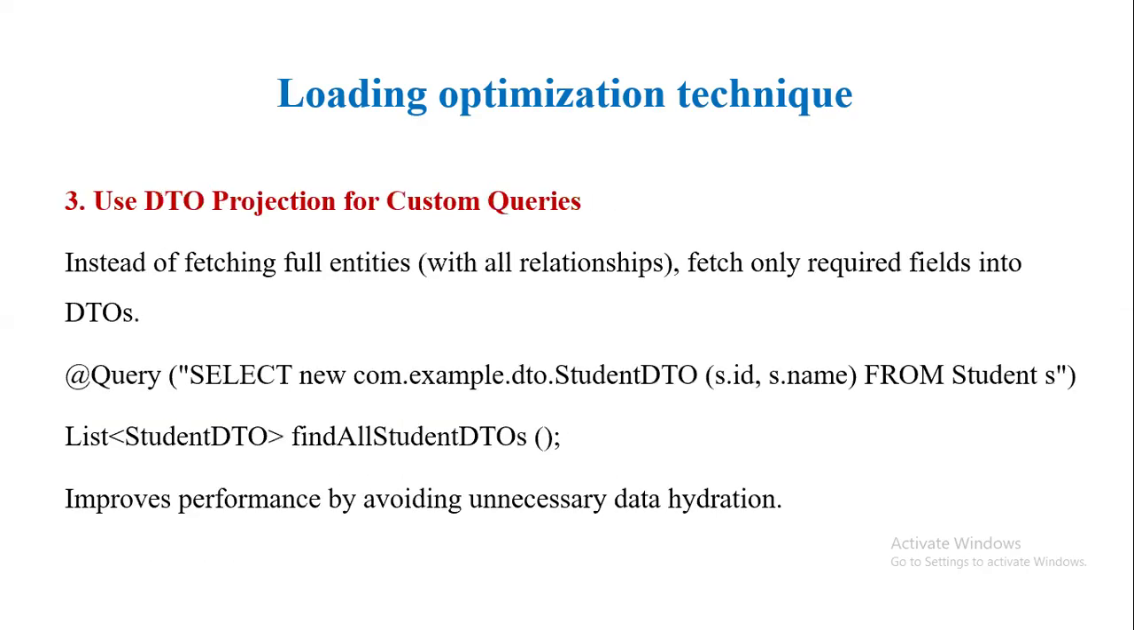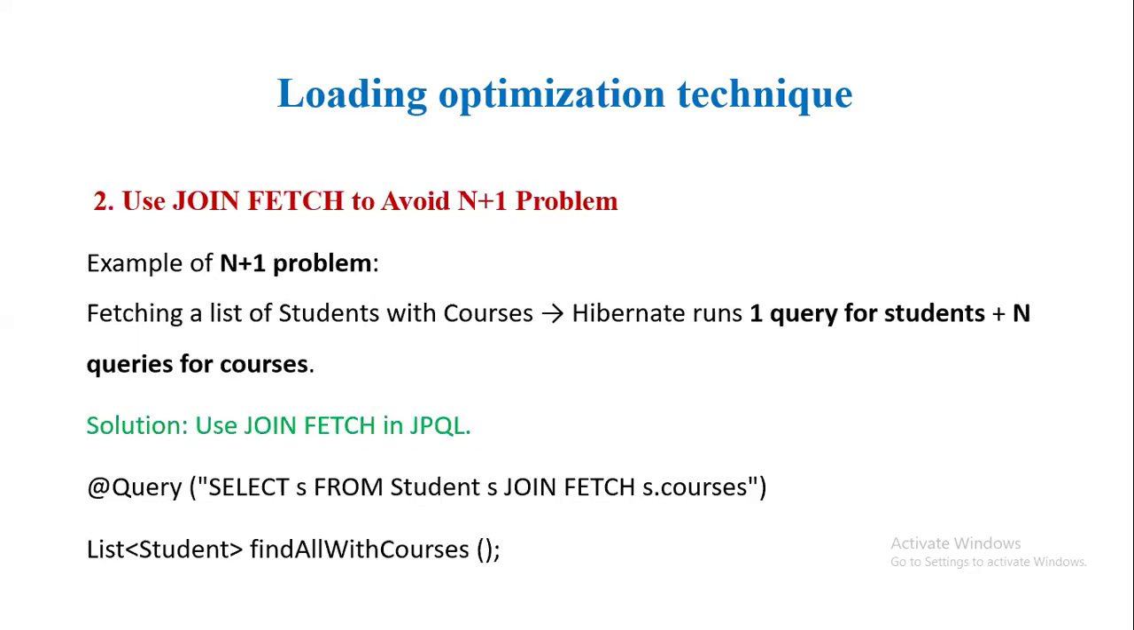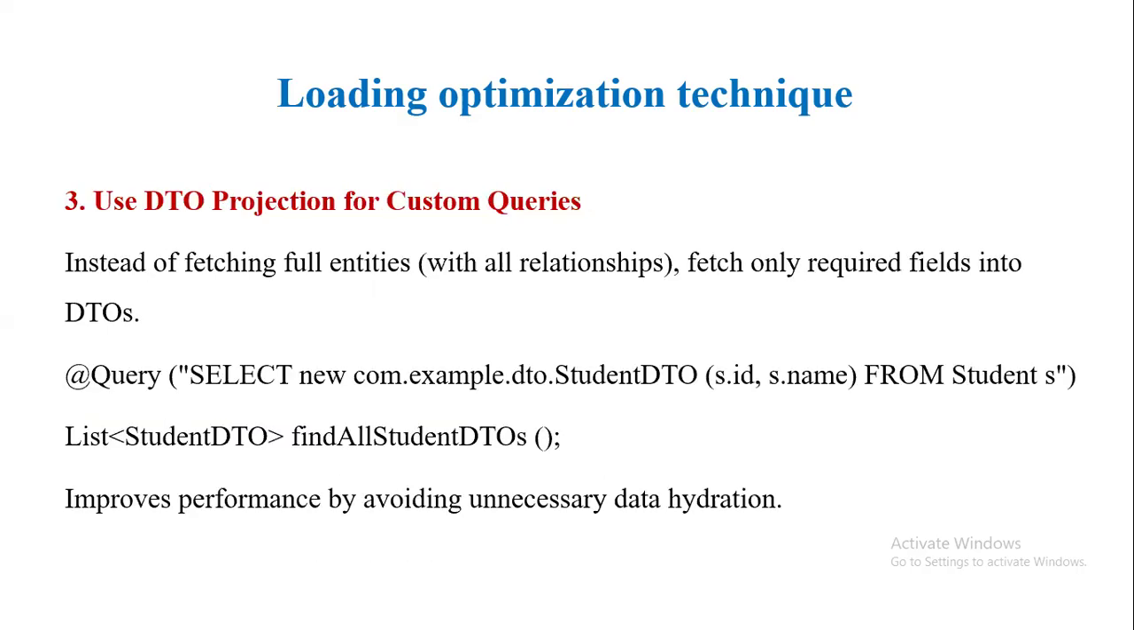Next, use DTO projection for custom queries. Instead of fetching full entities, it fetches only the required fields into DTOs. For example, if you consider the previous query, it retrieves all fields from the table. But if you need to retrieve specific fields, we can go for this type of DTO projection. Here, just look at the @Query annotation.